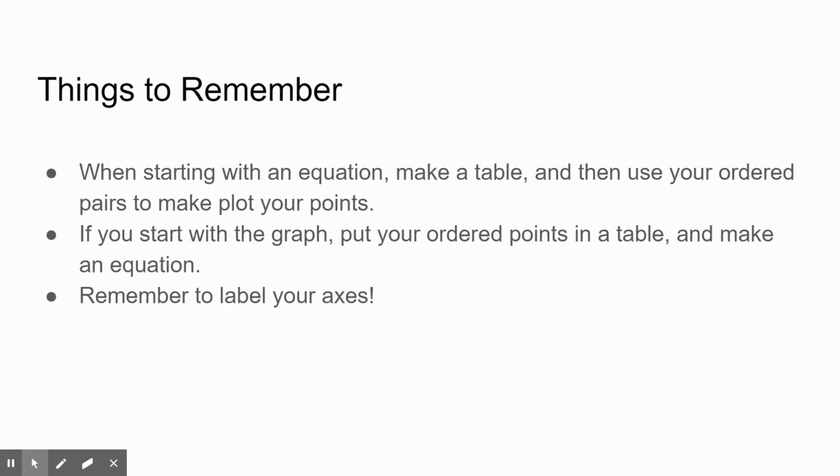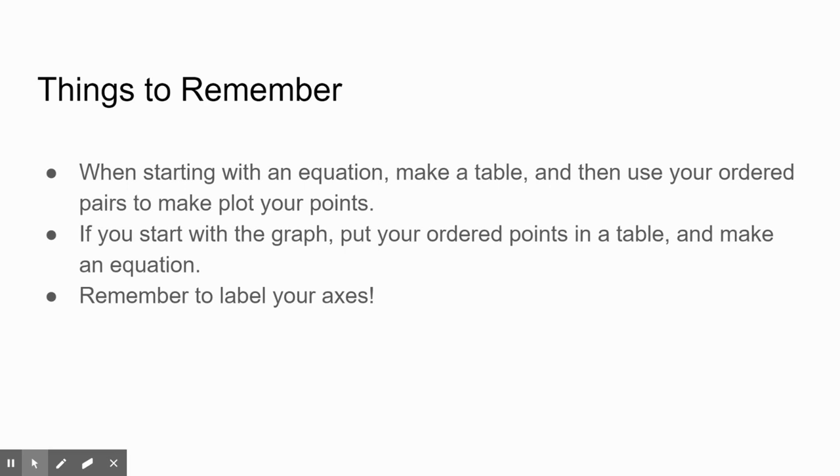When you start with an equation, first make a table from it, and then use the ordered pairs to plot your points. If you're going the other direction, you start with a graph. You can put your ordered points in a table, and then use that table to help you make an equation just like we did in the previous video. Also, since we're dealing with graphs, make sure to label your axes. Try to keep them nicely spaced so that you can actually read your graph. But that's about it. If you didn't remember how we go from equation to table or table to equation, make sure you go and watch that video.